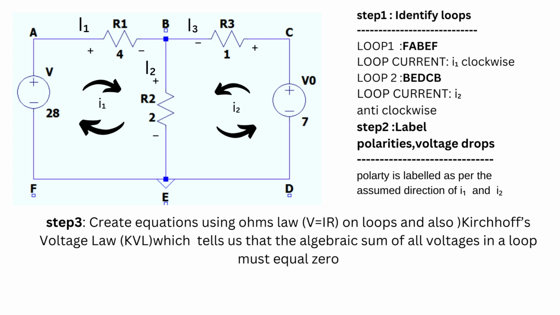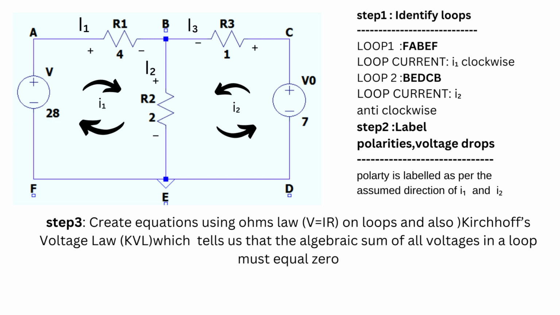The first step to use KVL is to identify loops. Here I identified FABAF as loop 1 and BEDCB as loop 2. The current in loop 1 is taken as small I1 and the current in loop 2 is taken as I2, with I1 in the clockwise direction and I2 in the anti-clockwise direction. Now forget the branch currents and focus on the loop currents I1 and I2.